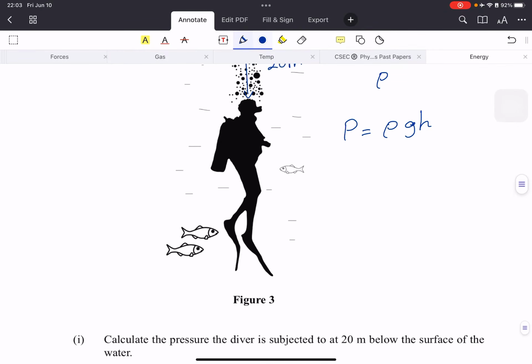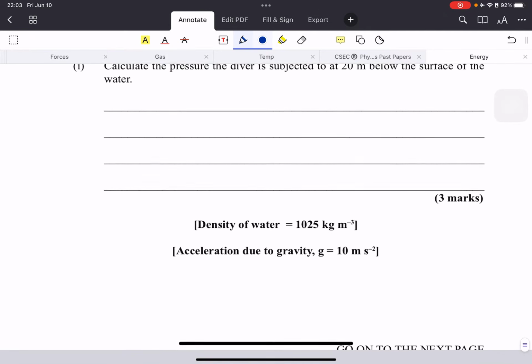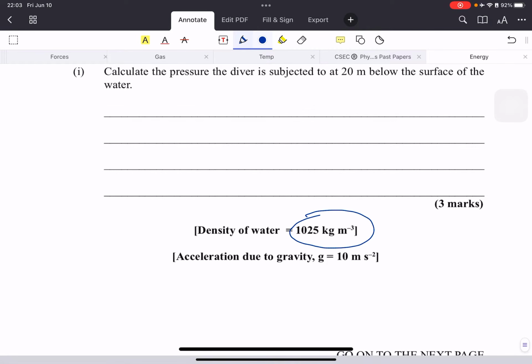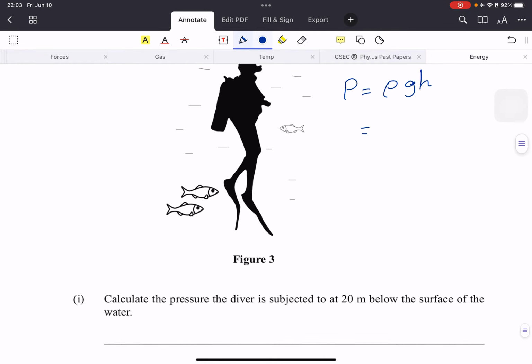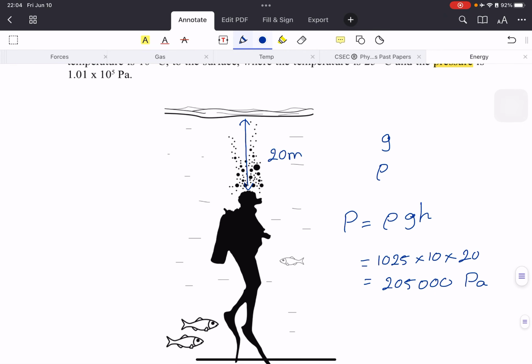So to calculate the pressure the diver is subjected to, did they give us density? That is the density we are using there, 1025. So it's 1025 multiplied by 10 multiplied by 20. Let's see what we get. And we get 205,000. You can put pascals as your SI unit there. And there you have it. That's all you really need to know about these two topics.